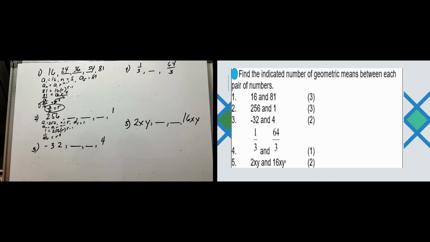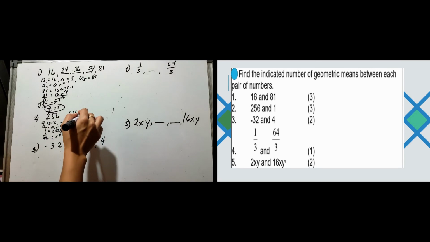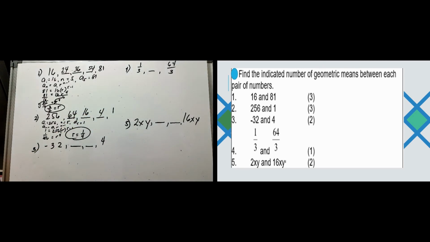Then we're going to get the 4th root. The 4th root of 256 is 4, so your common ratio is 1/4. So we're just going to divide 256 by 4. 256 divided by 4 is 64. Divided by 4 is 16. Divided by 4 is 4. Divided by 4 is 1. So our geometric means are 64, 16, and 4.